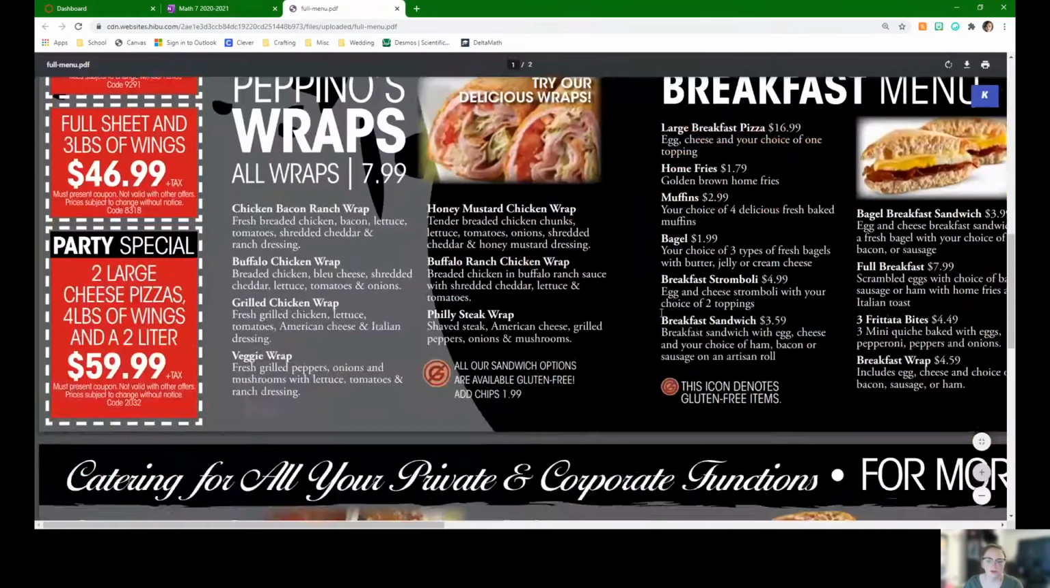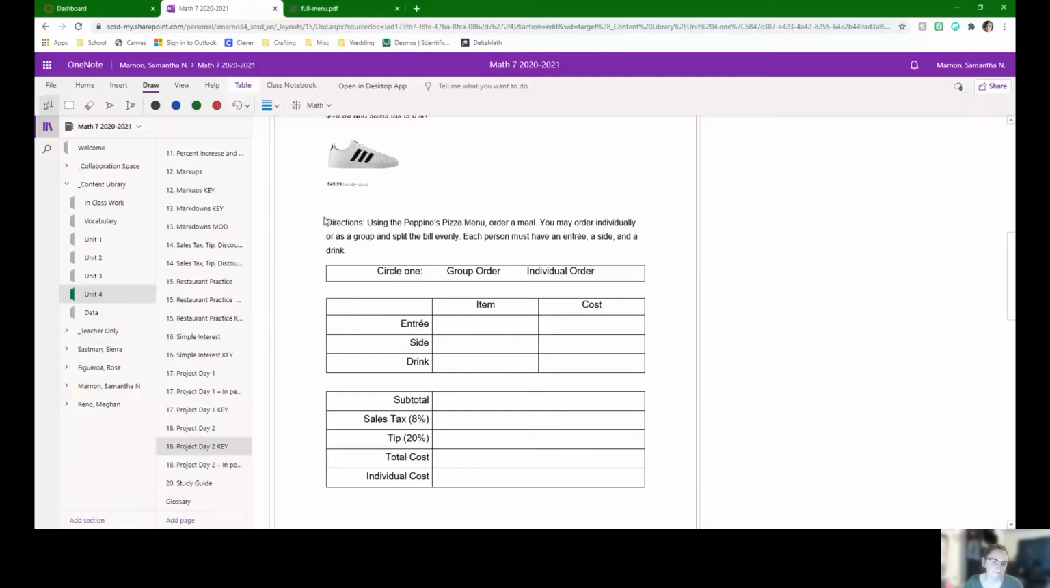You can look through here, find whatever you want to eat, and figure out what that will cost altogether. Do your 8% sales tax, your 20% tip, and then the total cost. If you are doing a group order and you order a whole big pizza and a whole bunch of wings, once you get your total cost, figure out how much it is for your cost. If it's 3 of you ordering together, divide it by 3 to figure out how much you pay yourself.